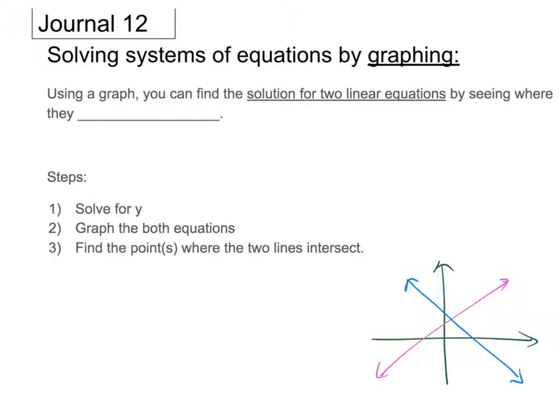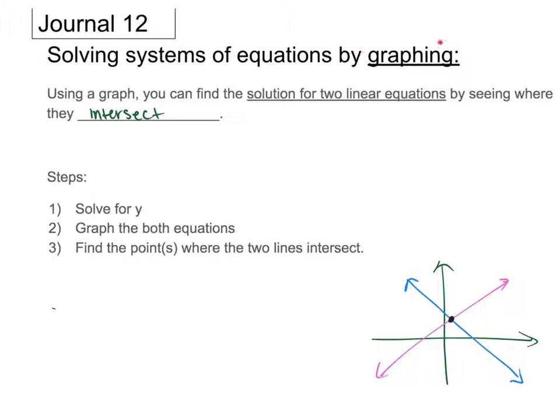So on a graph, it's where they intersect, like these 2 lines are doing. So that there is representing a solution for those 2 linear equations. What that means is that point has an x and a y value that both lines meet at. And so we can tell by seeing where they intersect.